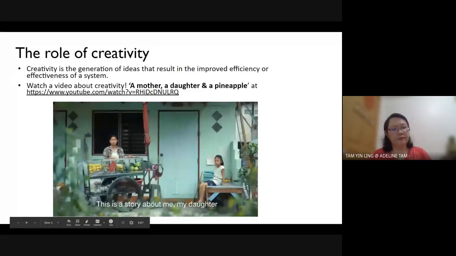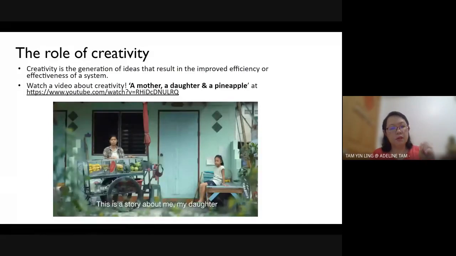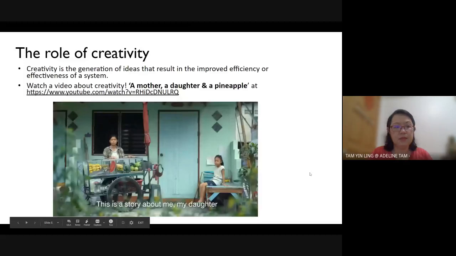And the role of creativity is very important because with creativity, it improves your efficiency. Efficiency means you achieve your target, you achieve your objective, you solve the problems. And effectiveness means that you make it faster and easier to do.